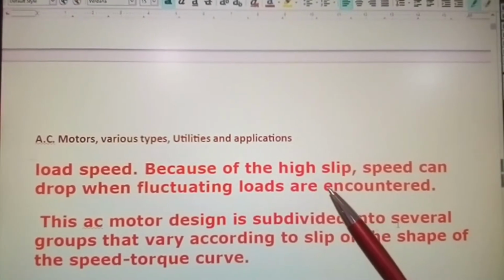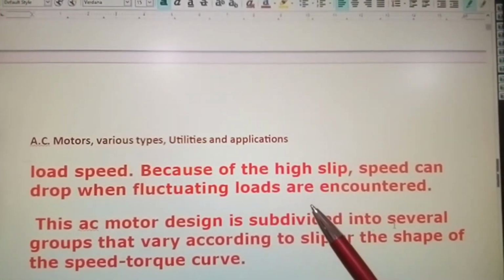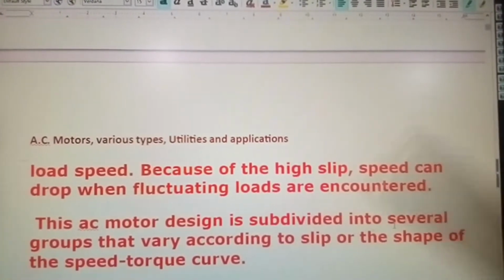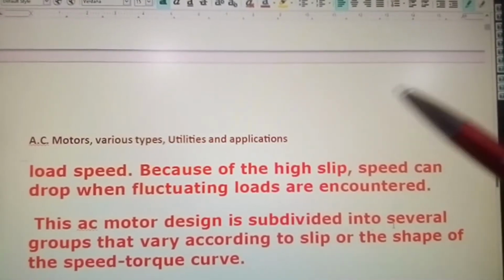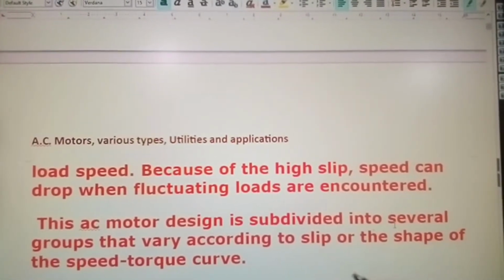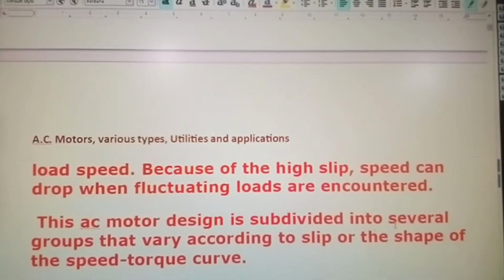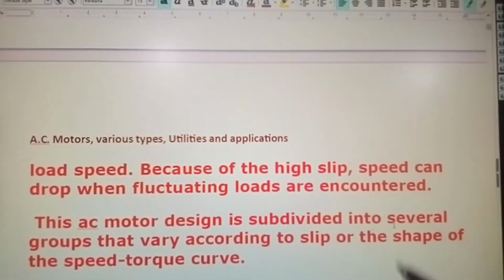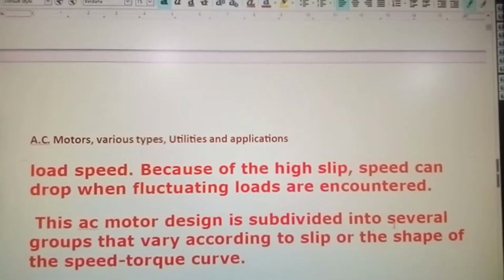The speed can drop as the load changes in regards to the motor, so you'll get the motor kind of fluctuating. Imagine it driving a belt, for instance, and that belt is shuddering on the load changes.